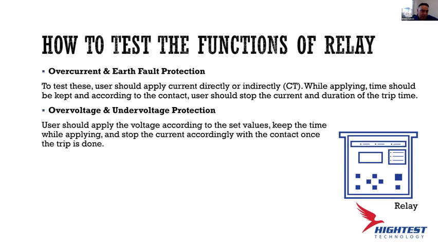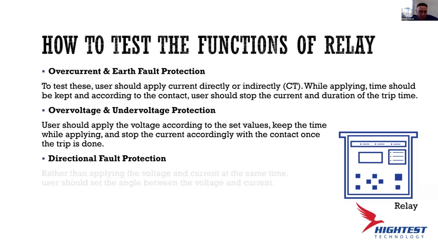Overvoltage, undervoltage protection. The user should apply the voltage according to set values, keep the time while applying, and stop the current accordingly with the contact once the trip is done. Basically, we are just measuring the trip time when we are testing the relays.